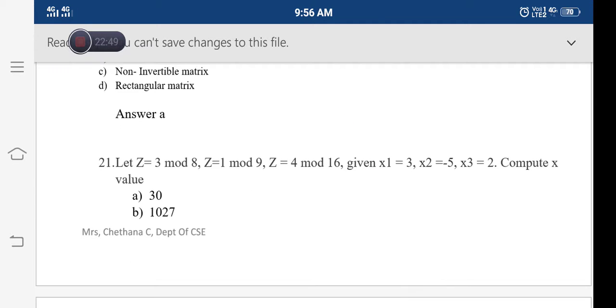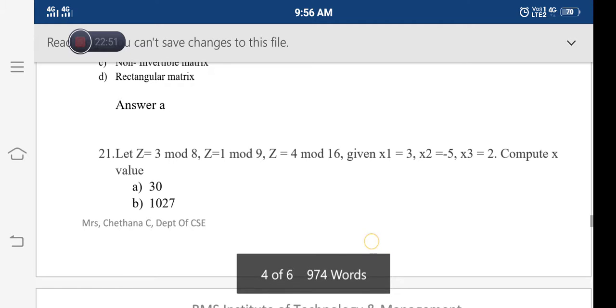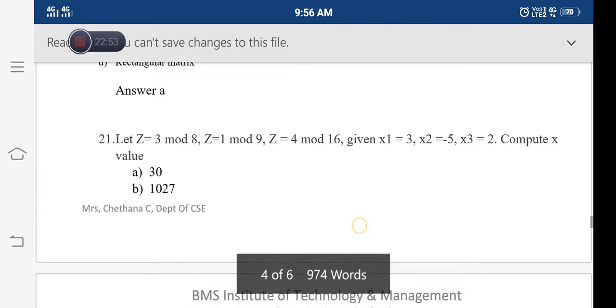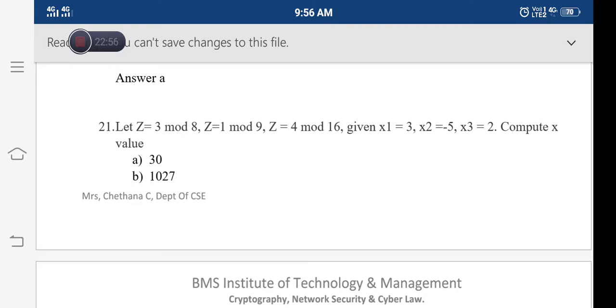Then question number 21. Here I have z is equal to 3 mod 8, z is equal to 1 mod 9, and z is equal to 4 mod 16. The values of x1 is 3, x2 is minus 5, and x3 is 2. Compute the value of x. So this is based on the Chinese remainder theorem.